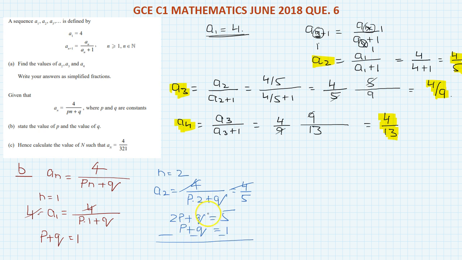So we subtract: P is equal to 4 and Q is equal to 1 minus 4, which is equal to minus 3. So what we have is P is equal to 4 and Q is equal to minus 3. So this is the solution of the second part, to calculate the value of P and the value of Q.